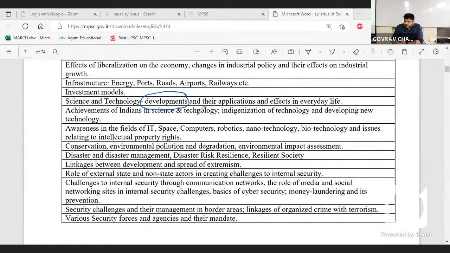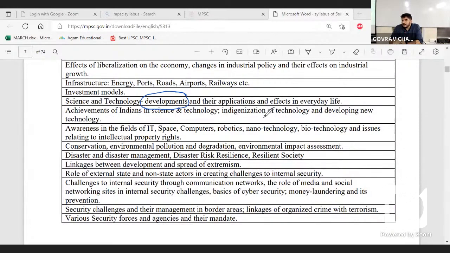Next comes applications and effects in everyday life. Whatever applications we are having, I'll tell you one more thing. Recently, a day before yesterday, a news came. What was it? iPhones. Who's going to manufacture iPhones in India? Tata. A new thing. How would it benefit you? The cost of the iPhone would be reduced. Why? Because the assembly would be done in India, which is now done in China. Are you guys getting this? So how would this affect your day-to-day life? We need to see this.